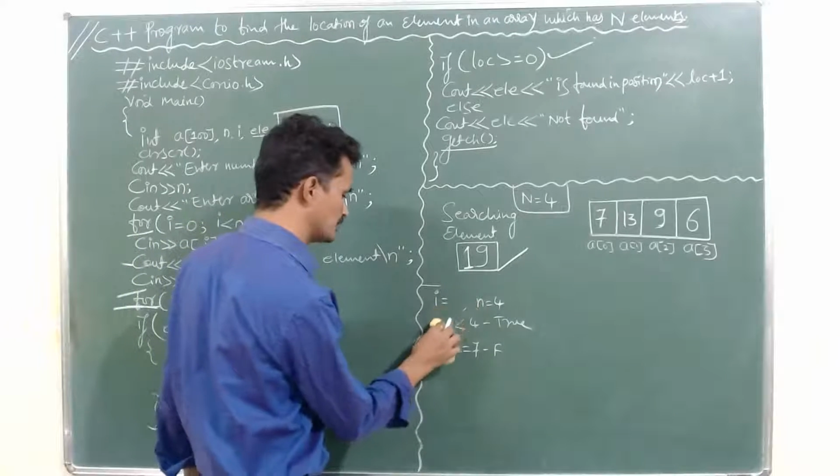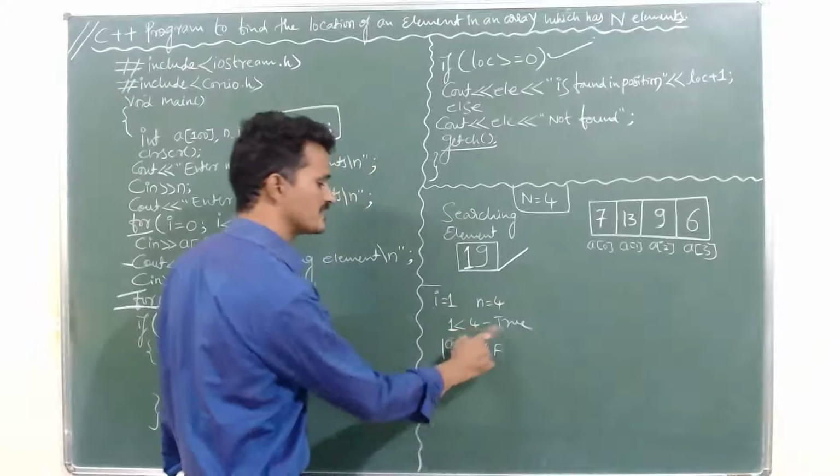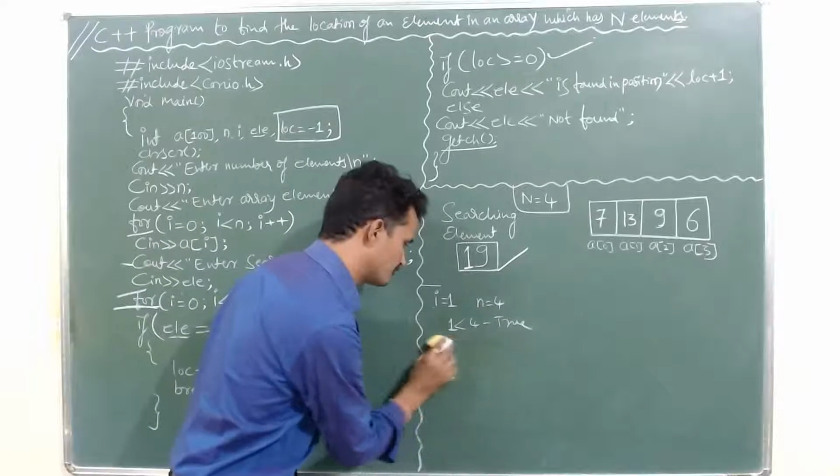This time i becomes 1. Last time 0, and this time 1. 1 is less than 4. Of course, it is true. The condition is true.